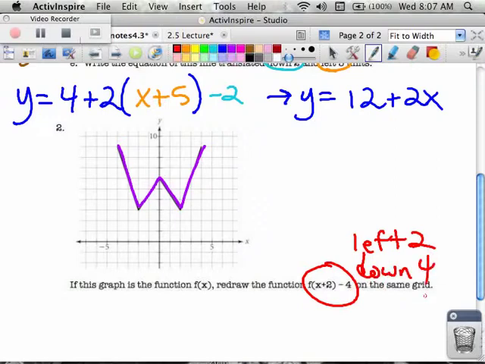As I redraw this, I just take the key points and move those points. So left 2, down 4. Here's a new point. Left 2, down 4. Hope I got that right. Left 2, down 4. And redraw my W. And basically, the W has been moved to the left 2 and down 4.